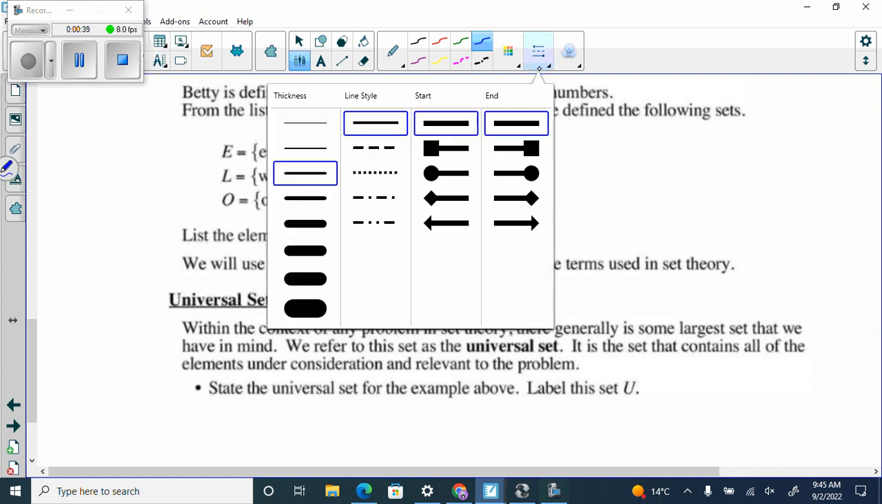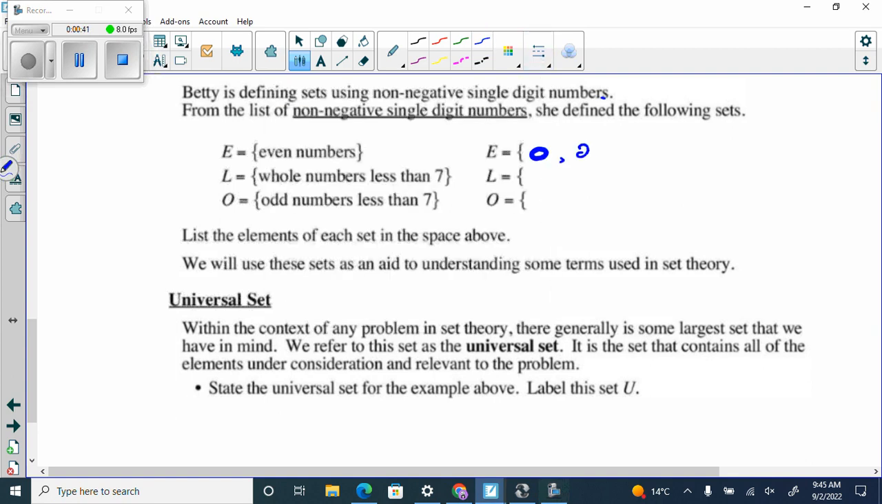0, 2, 4, 6, 8. And then whole numbers less than 7. Whole numbers start with? Number with a whole, which is 0. Yes. 0, 1, 2, 3, 4, 5, 6. And we didn't put 7 because it said what? Less than. And then odd numbers less than 7 are 1, 3, 5. And once again, we didn't put 7 because it was less than 7.